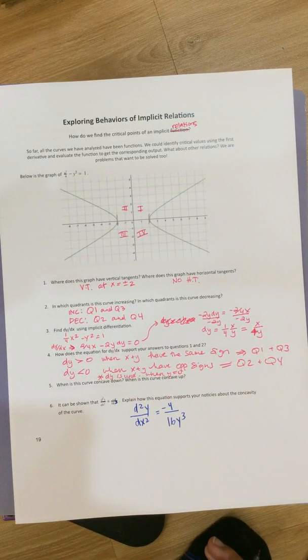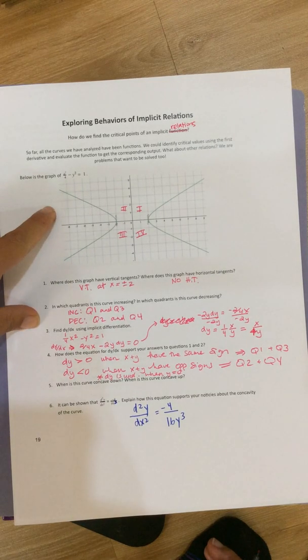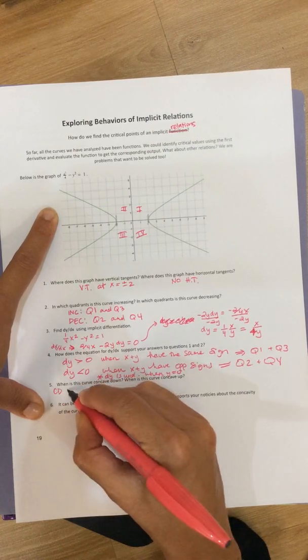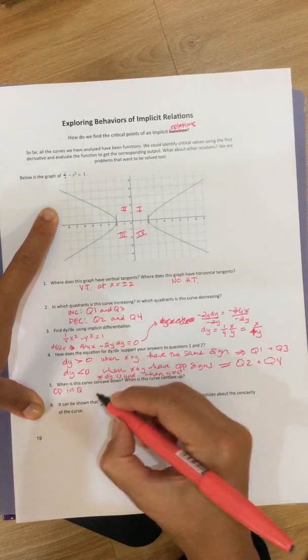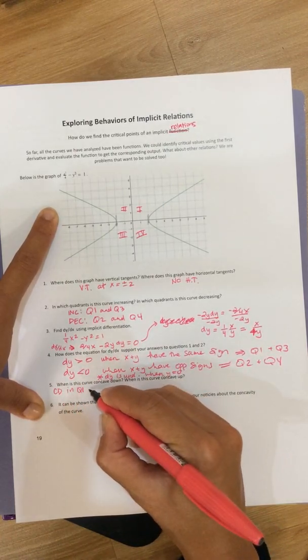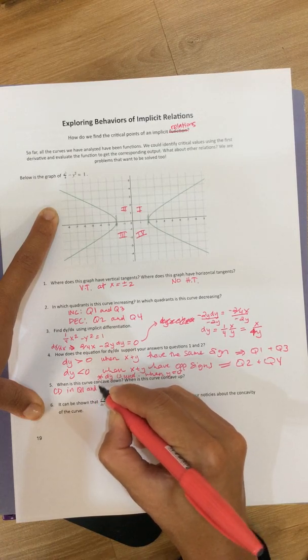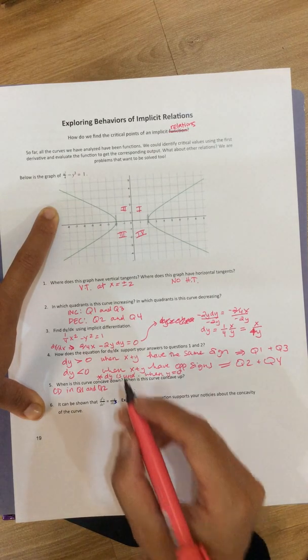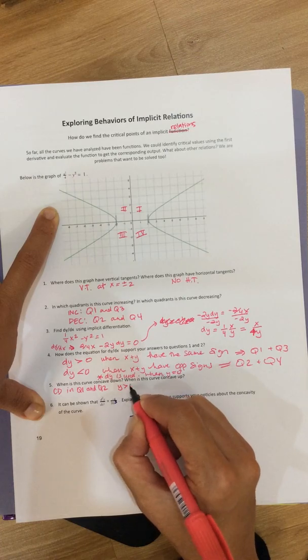Okay, now when is the curve concave down and when is the curve concave up? So we can look at our image here, right? So when is it concave down? It's concave down in quadrant 1 and quadrant 2. I wish I'd given myself some space here. It's so crammed in there, right? And that's when y is greater than 0.